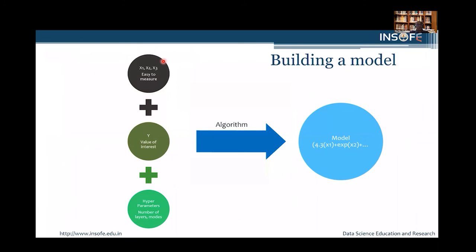We will give some easy to measure attributes as input. We will give from the past data the corresponding value that we want to predict. I'll introduce you to the use case, the corresponding value, and some details about the model. And we give all of them into an algorithm. The algorithm will come back with then an equation or a model, which we will then use to make predictions. So that is what we have to identify: some attributes, the Y value of interest, and some hyperparameters.